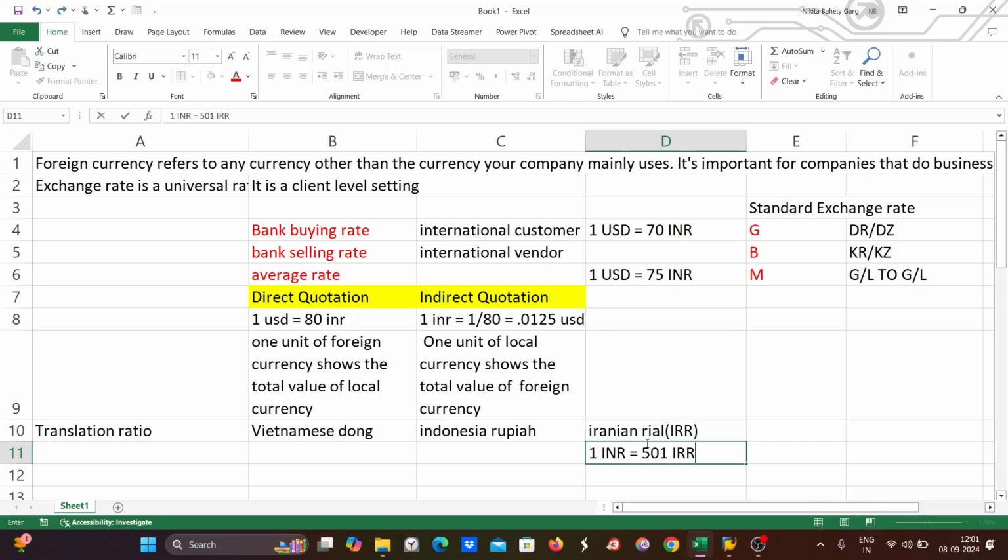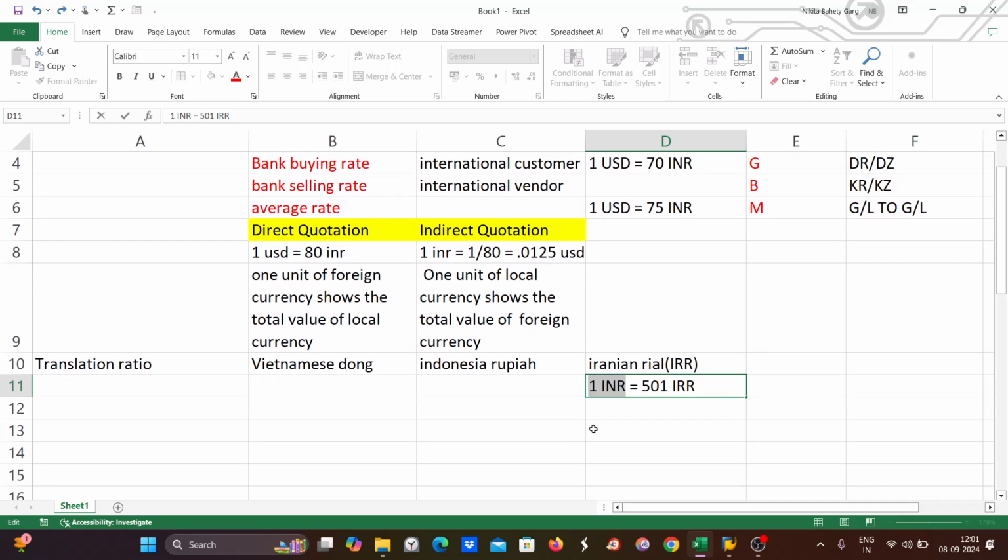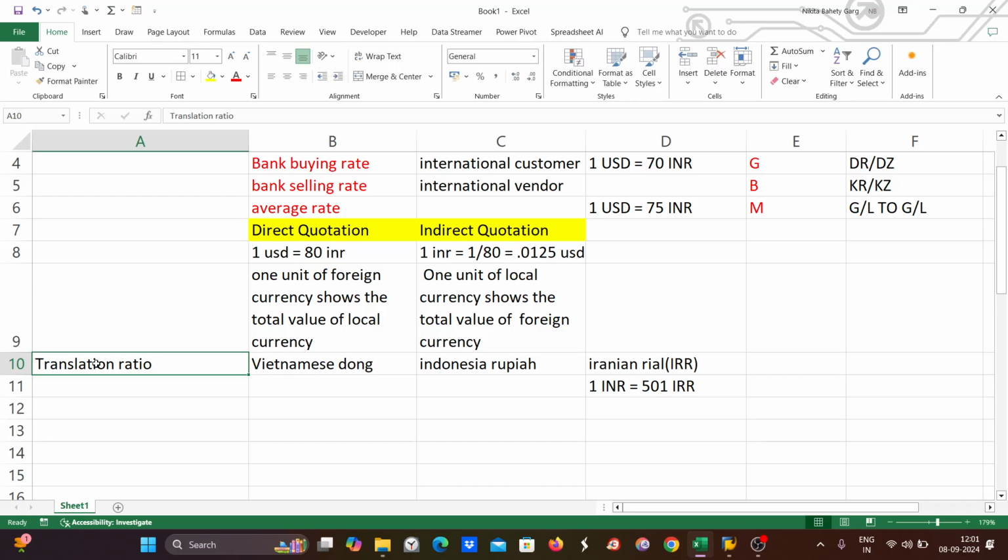That means in order to get 501 IRR, we just need to pay 1 Indian rupee. So can you imagine how strong our currency is in this case? When there are two types of currencies and one is highly inflated, in that situation translation ratio comes into the picture. Fine. Now in this case it is only 501, so that is acceptable.